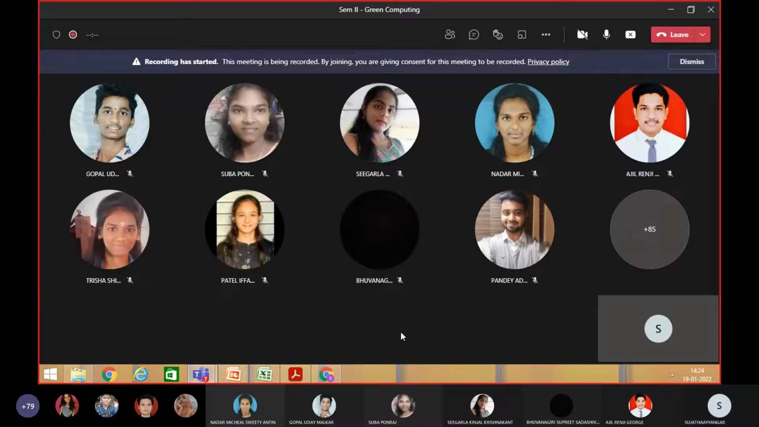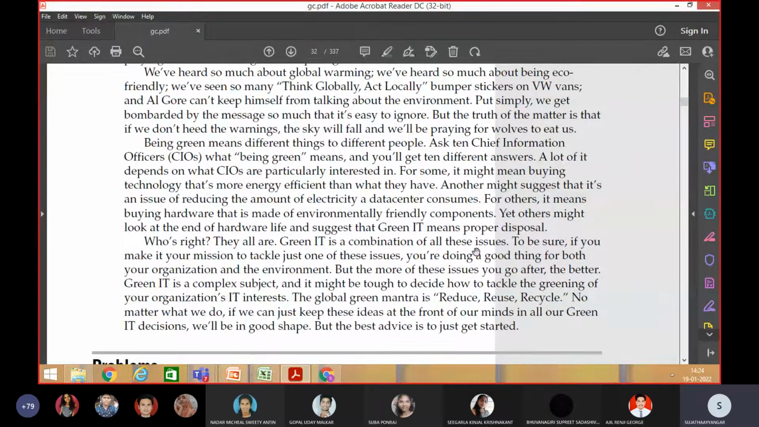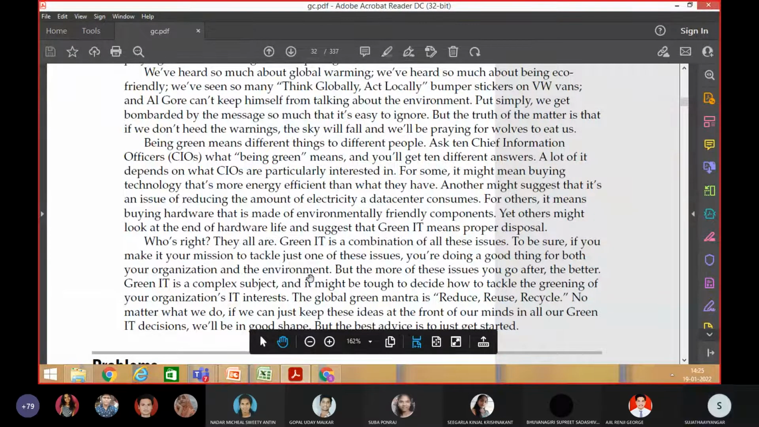That's it. Okay. So that is what is important in green computing. Very good. So they all are. Green IT is a combination of all of these. To be sure, if you make it your mission to tackle just one of these issues, you are doing a good thing for both your organization and the environment. But the more of these issues you go after, the better.